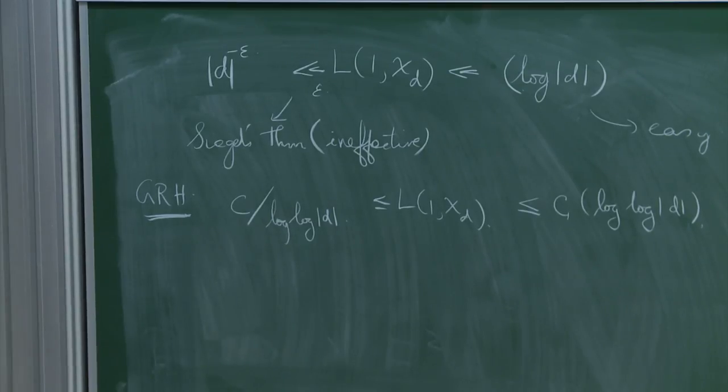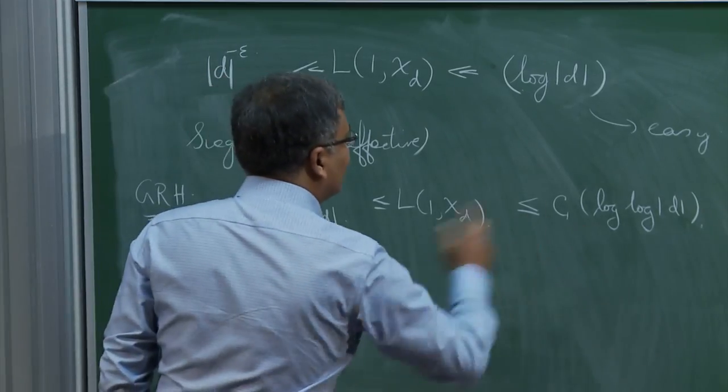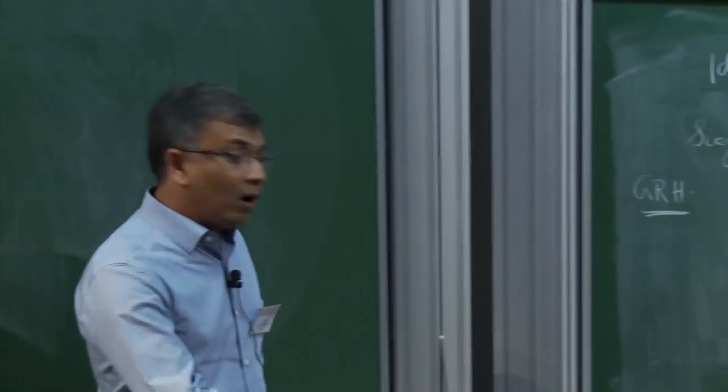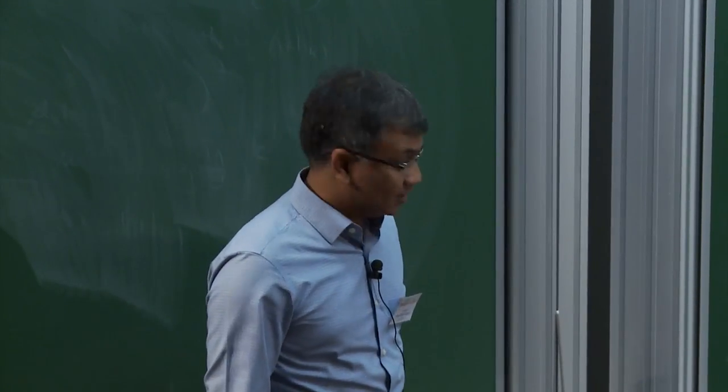Okay. So how should one think about this? And also, how do these large and small values come about? And usually, what's the size of L(1, χ_d)? That's the first question.